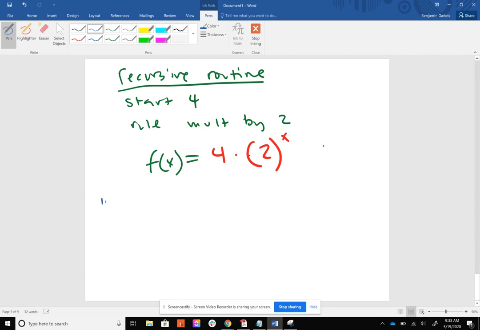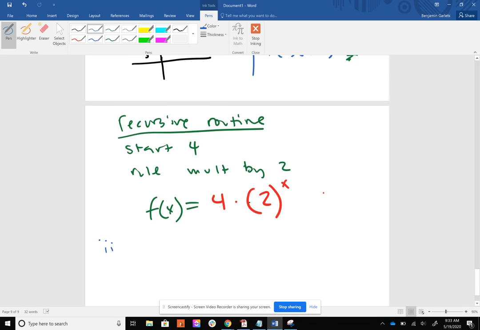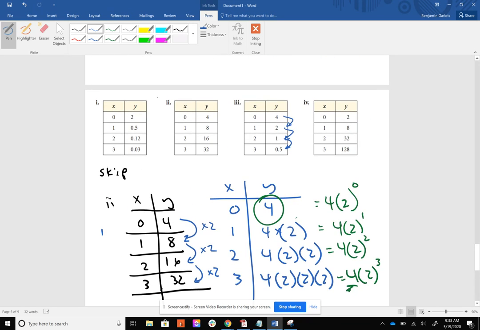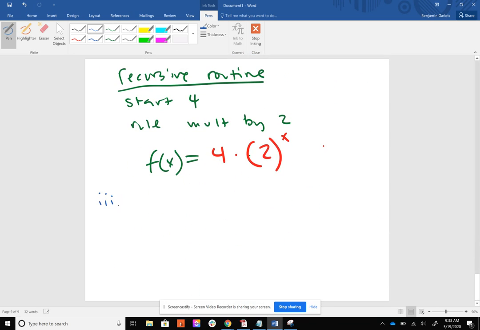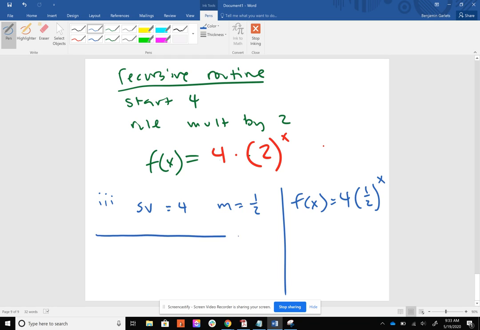So if I go to 3, I can go right to my starting value, which is 4. Let's just call that starting value is 4. And then our multiplier is 1/2. So I can write a function 4 times 1/2 to the x power. And I've created an exponential function for 3.